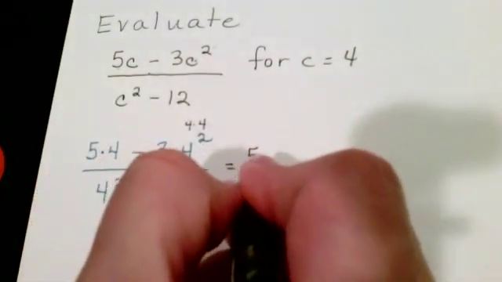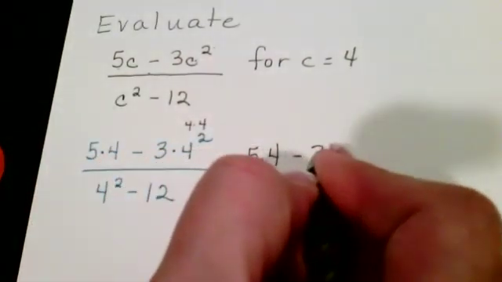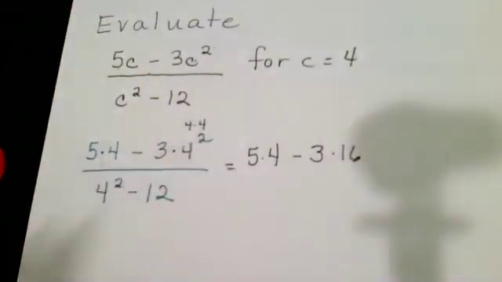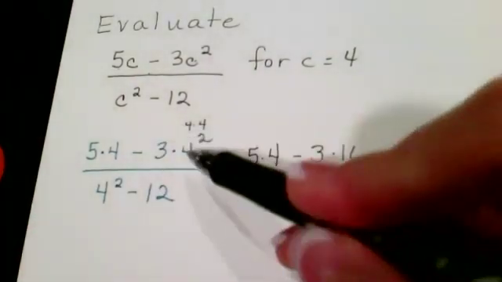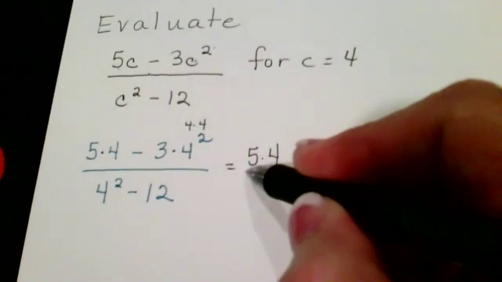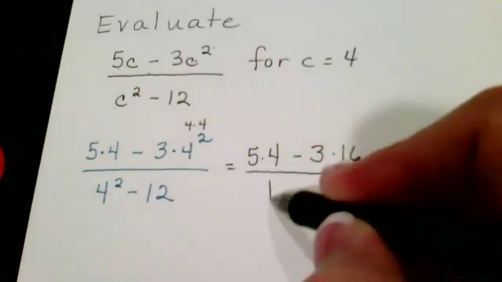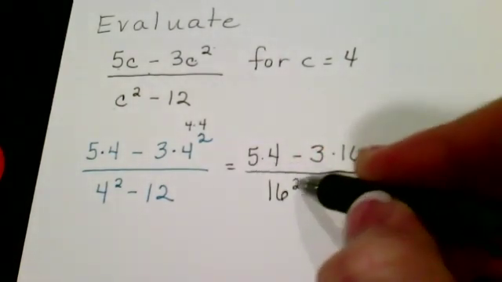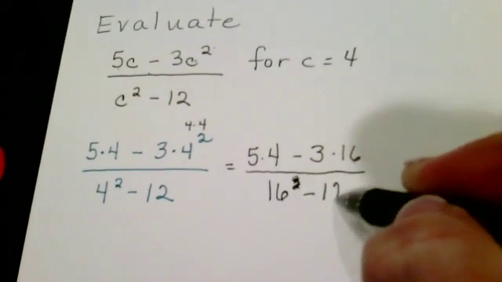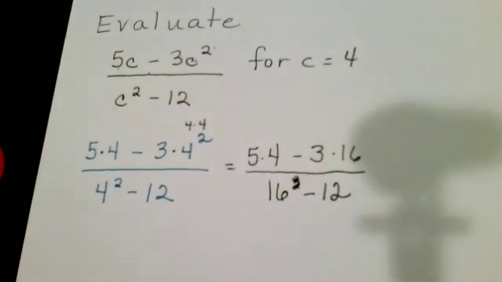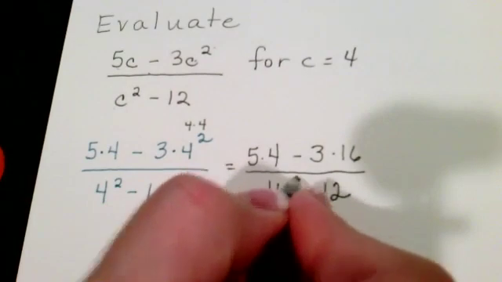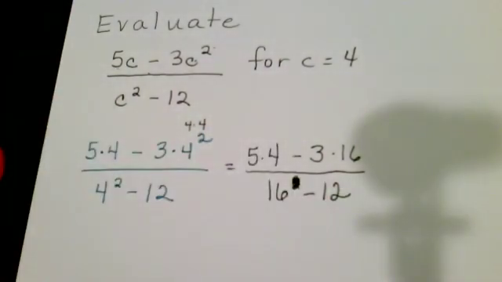So that becomes 16. I just replaced that 4 to the second with a 16, and I'll do the same in the denominator. Okay, now my next step then, we've done parentheses, there weren't any, we got the exponents finished.